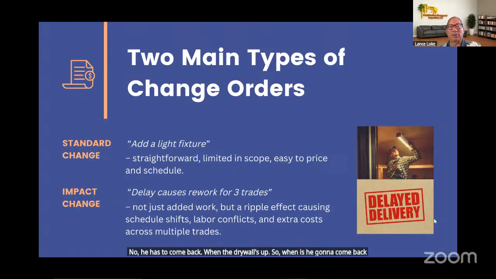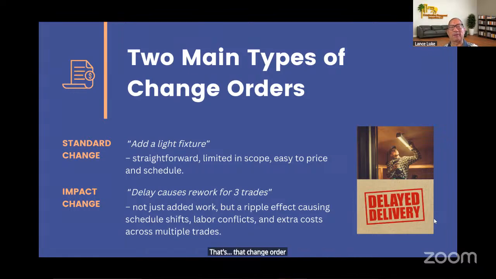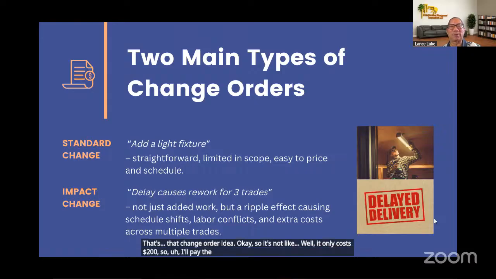So now you have the electrician who charges $100 an hour going back there to install one light fixture. So now in addition to $200, you've got $150, you've got another $100 and whatever the overage is. All of a sudden, one $200 light fixture becomes $600 or more. That's the change order idea. It's not like, well, it only costs $200, so I'll pay the $200. No, that's not what's happening. There are all these different things that go into play.